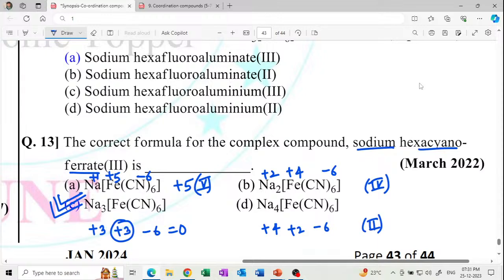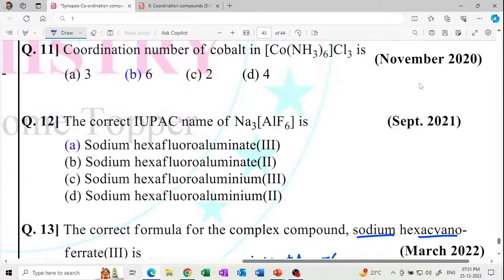Oxidation state plus, okay, +3 should come. If the oxidation state comes as +3, then this is your correct formula. Next question: the correct IUPAC name of Na3AlF6 is. First calculate the oxidation state. Sodium +3, F +6, so aluminum +3. So +3 is the answer. So option B; option D is ruled out because of the +2 oxidation state.